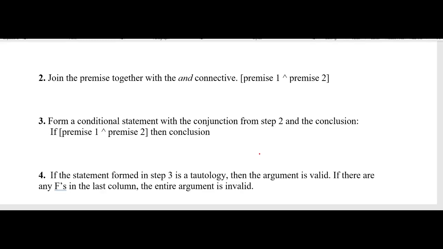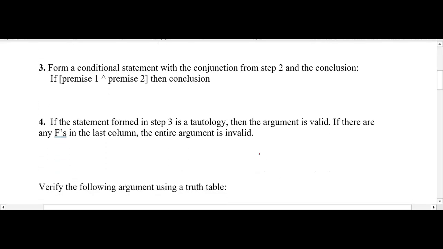Number 3, we're going to form a conditional statement with the conjunction from step 2 and with the conclusion. In other words, what it will look like is you will have if premise 1 and premise 2, then your conclusion. You're going to do a truth table with that. If you have all truths in your last column, which is what we call a tautology, then the argument is valid. If there are any F's, even just one F in the last column, the entire argument would be invalid.